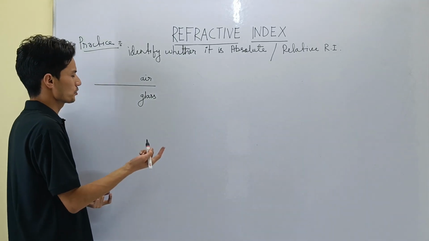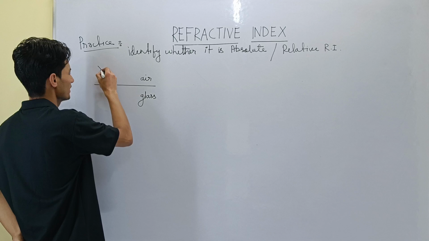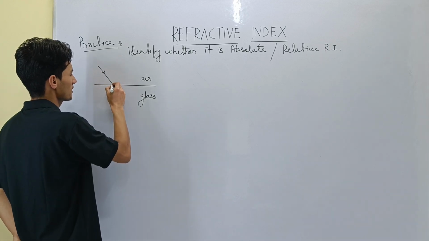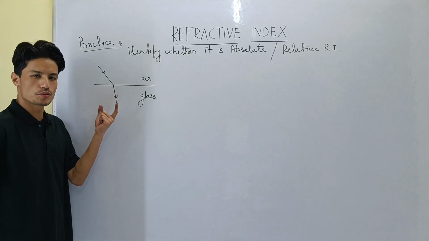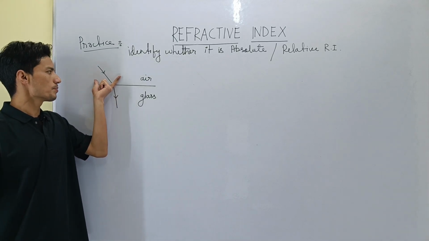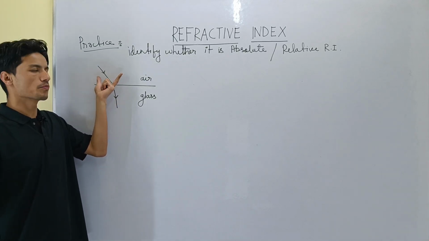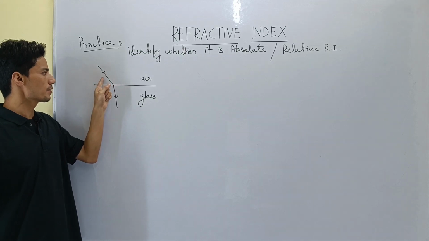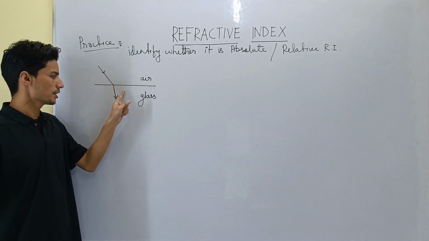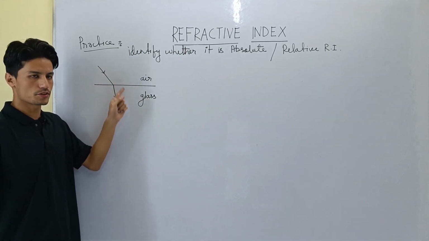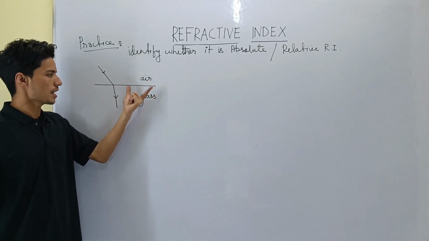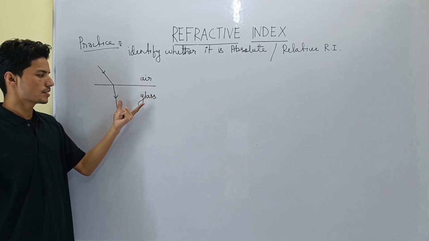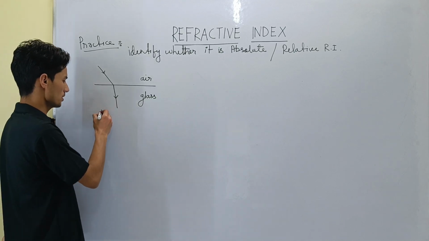Well, I have to show you the medium also, so let me show the ray. It's easier for you this way. If I draw this ray, you know for sure from which medium the light is entering. The ray came from air and it's entering the glass. So now it gets easier. This is a case of absolute.